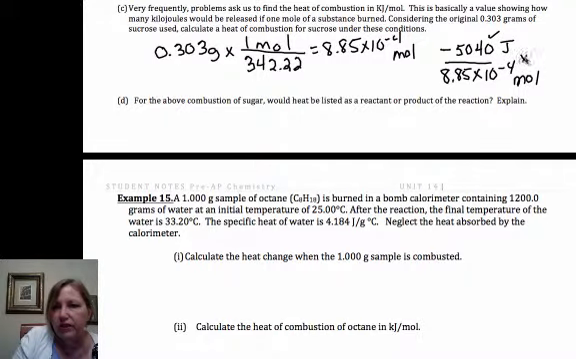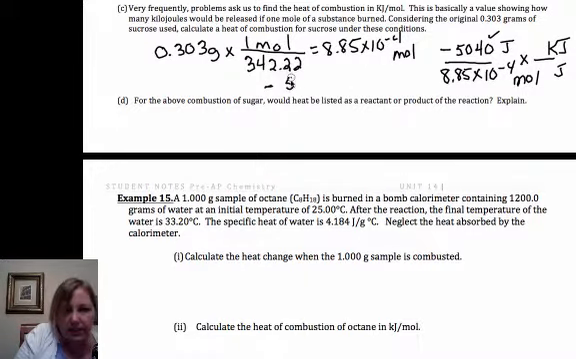And then we want to convert that joules to kilojoules. You know how to do that. I'm not going to waste your time on that. Minus 5.70 times 10 to the 3 kilojoules per mole.